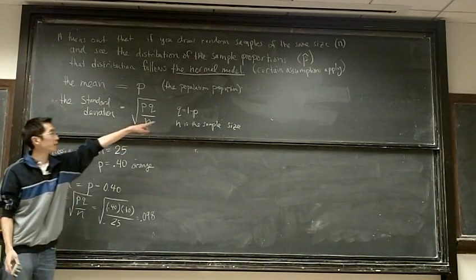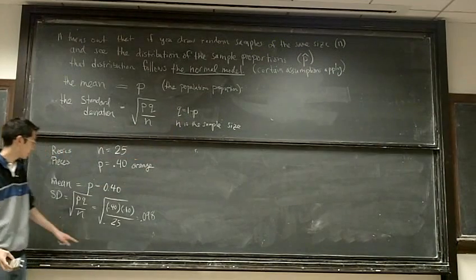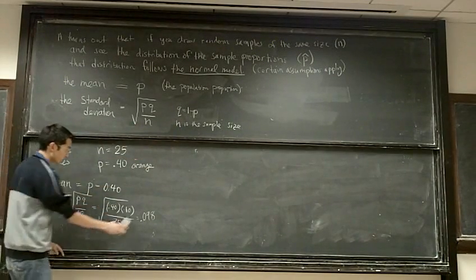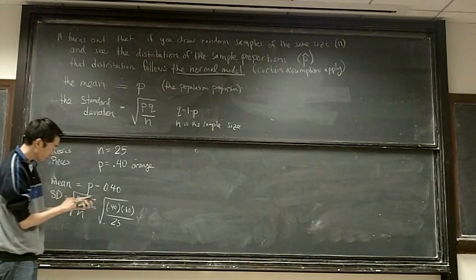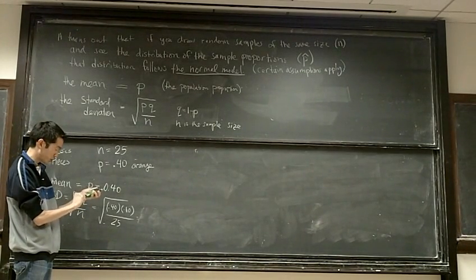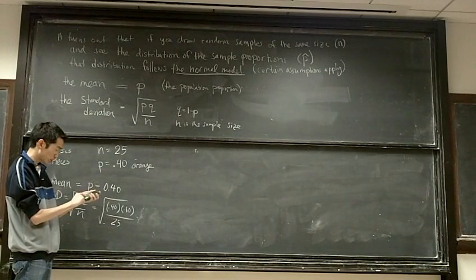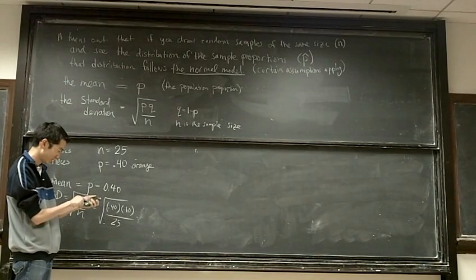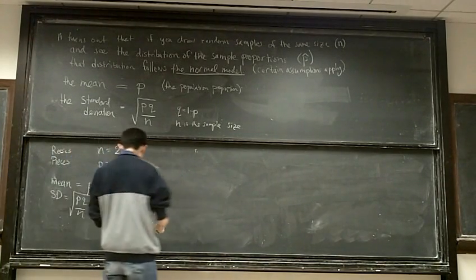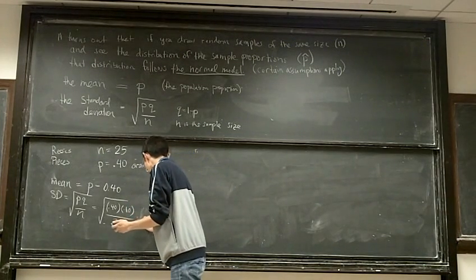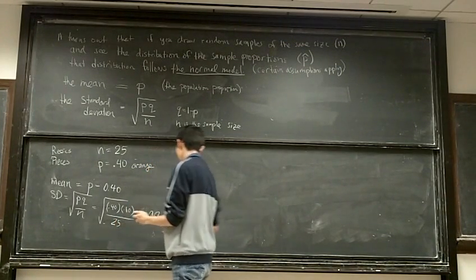Q is 1 minus p. So 0.4 times 0.6 divided by 25. Actually, I have a calculator, so we'll find out what it really is instead of me just making numbers up. 0.4 times 0.6 divided by 25. Wait, I messed something up. Square root of that, 0.0979. Yeah, so indeed, 0.098.